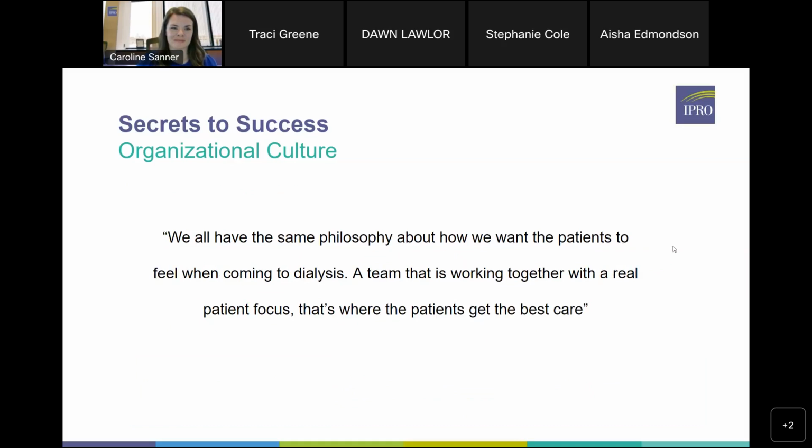So this is kind of our culture. We all have the same philosophy about how we want the patients to feel when coming to dialysis. A team that's working together with a real patient focus. That's where the patients get the best care. So we want to let the patient know that now that they're there with us, and even though they're in center and may transition to home and hopefully eventually go to transplant, we're there to make sure that we're fulfilling what they need and what they want. And we're trying to do it in the way that they best understand, and so that they can be as proactive as possible in their transplant journey.